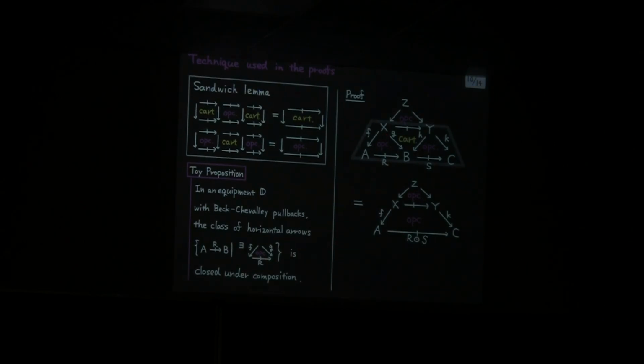Although I didn't mention anything about this, the composite of two Cartesian cells in a vertical direction is again a Cartesian cell because it shows the downward universal property. So we know that we have the Cartesian triangle cell whose bottom arrow is the composite of R and S. So this completes the proof and how it works.